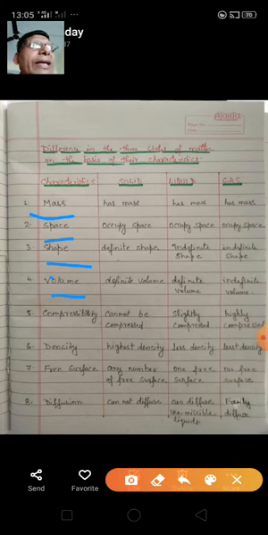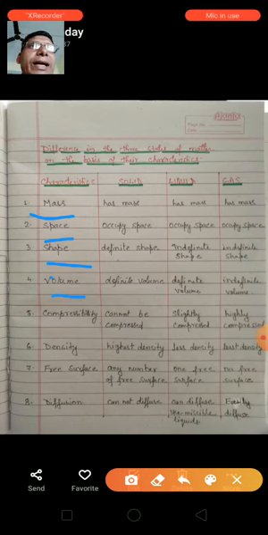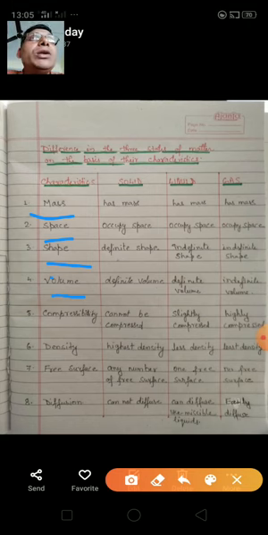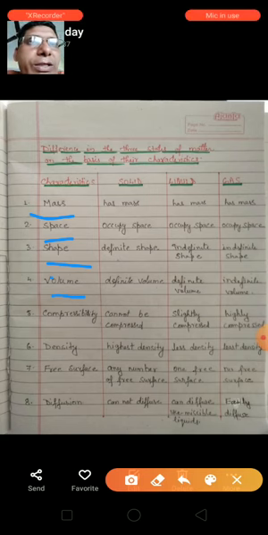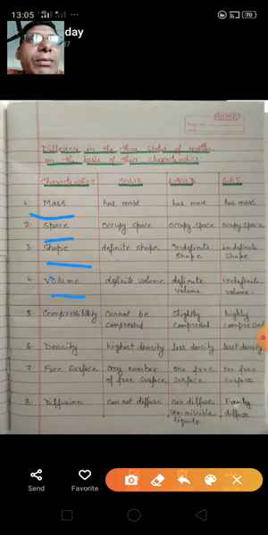But in the case of gases, since they have large intermolecular space, molecules are very far from each other, they have a large amount of empty space, so gases are highly compressible, they can be highly compressed.